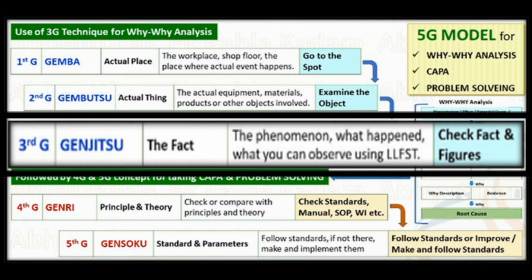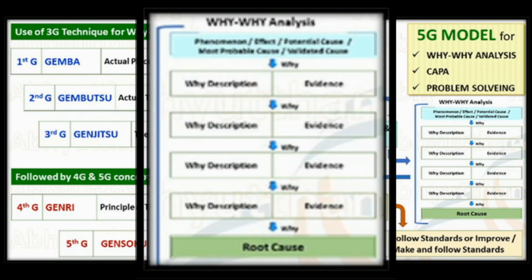And then why: the phenomena, the effect, the potential causes, the most probable cause and the validated cause. It comes from these three reasons, and the three tools: Gemba, Genbutsu and Genjitsu. Now this will give you the why.